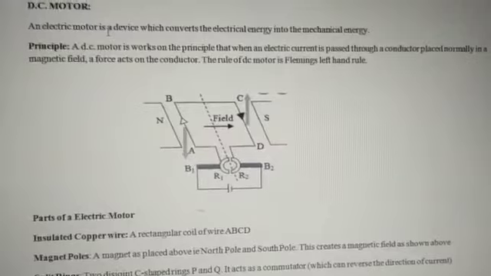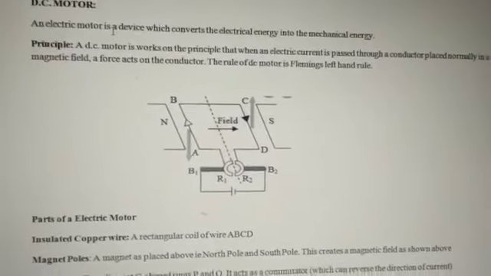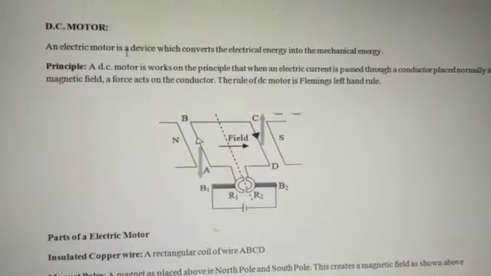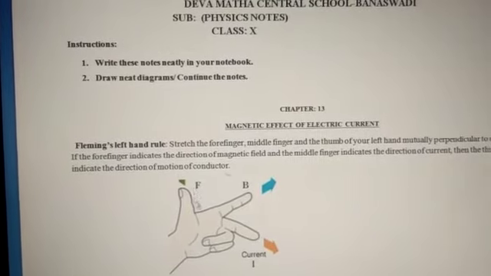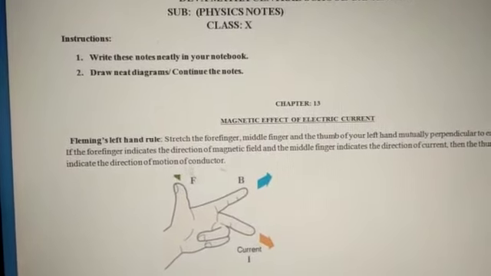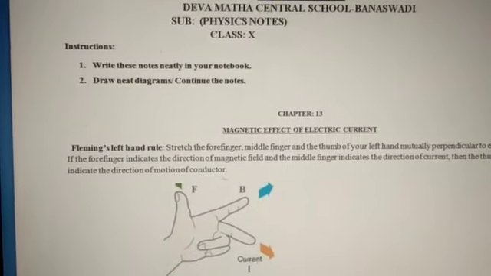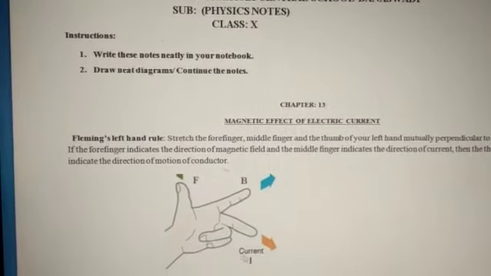A motor is a device which converts electrical energy to what type of energy? Mechanical energy. We already know how to convert to mechanical energy from Fleming's left hand rule. Whenever current is passed through the conductor, a force is applied on it. So the electrical energy we have is converted into mechanical energy.